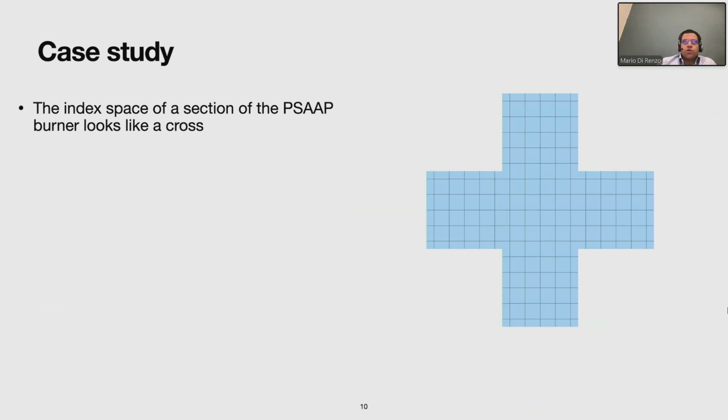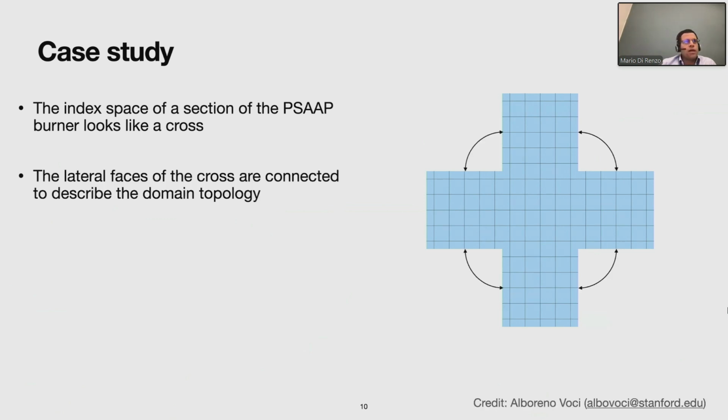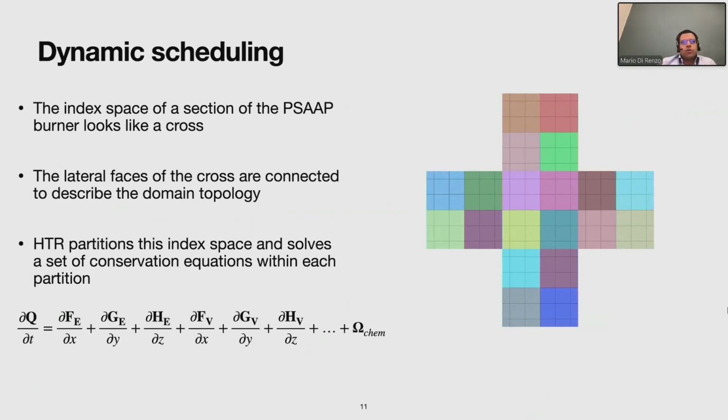Now, if we focus on one section of this PSAP burner, it looks more or less like this, like a cross. And we need to keep in mind that to preserve the topology of the geometry that we want to describe, some of the faces of this cross are connected to each other. Now, the main thing that we do with HTR is actually to partition this domain into several pieces.